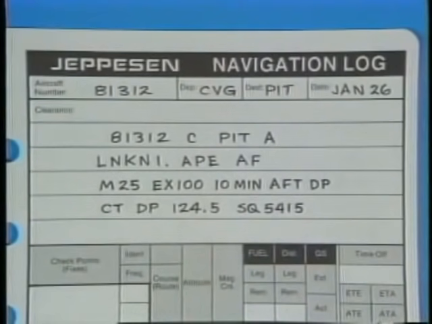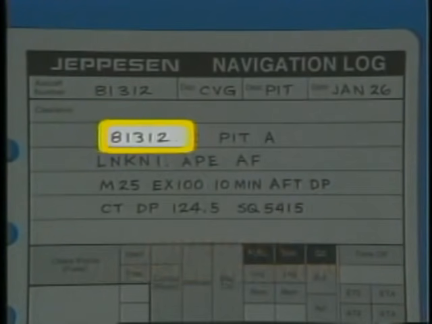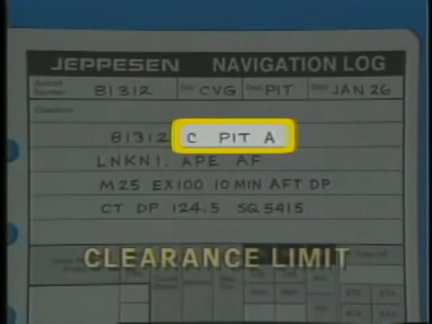Now let's look at some of these elements in more detail. The first item is always the aircraft's identification. Warrior 81312. Following the ID is the clearance limit. Cleared to the Greater Pittsburgh Airport.